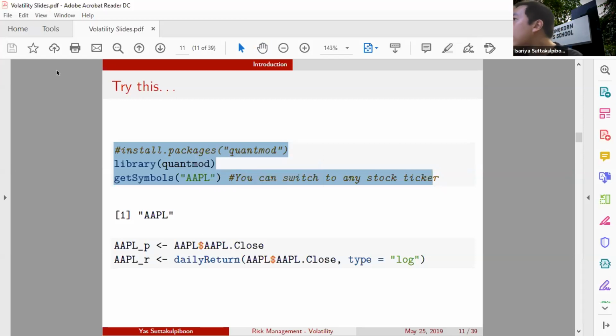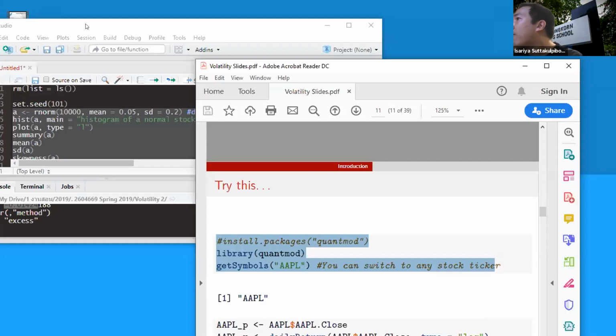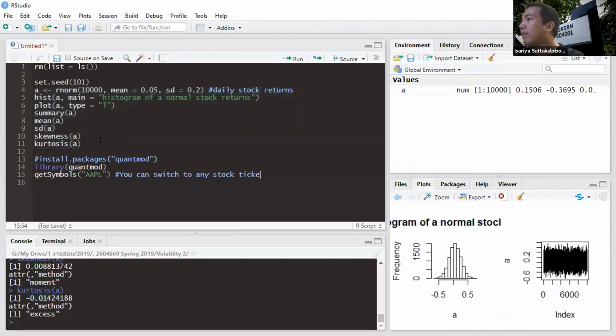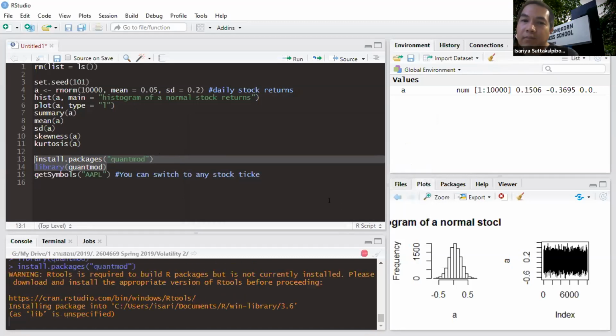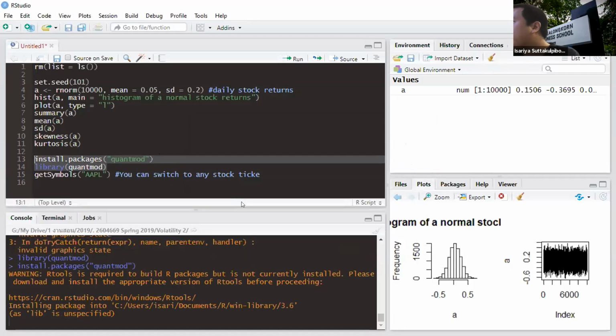Okay, let me copy this line and paste it in. All right, so I want to eliminate this sharp sign because I want to install this quantmod package. So basically I can run this all together, maybe lines 13 and 14, right? Well, I already installed it, right? If you install it, it's going to run installation and calling. I don't want to. Yeah, there you go. So I installed it again.